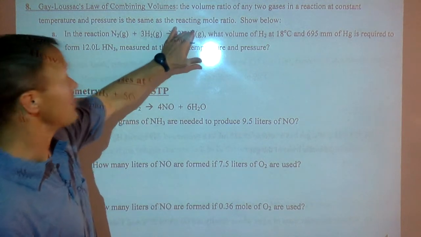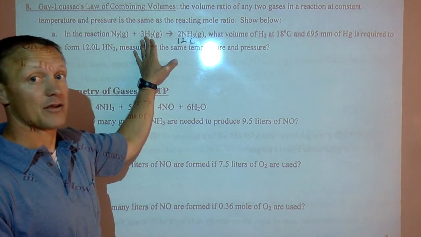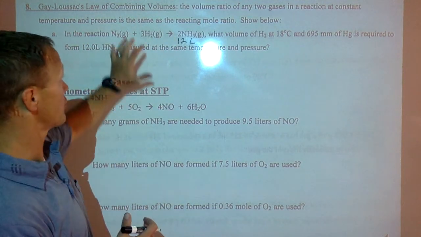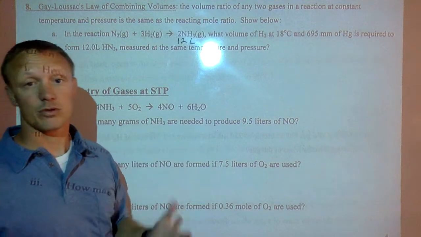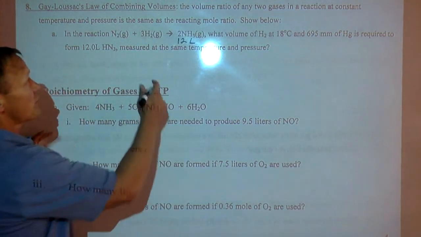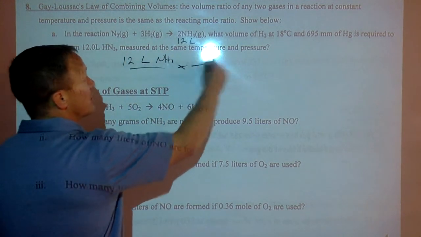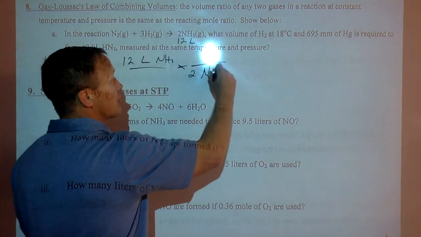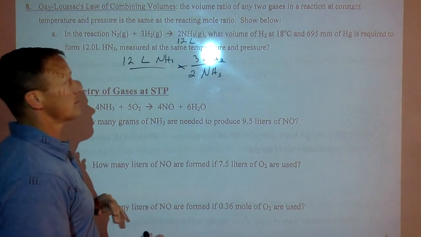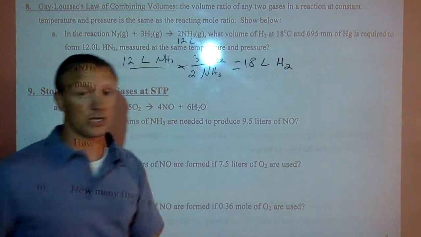Now, if these gases were being mixed at something not standard, we can't use these as liter ratios because they would not be the same anymore. But most times a reaction occurs here, and the products are typically collected at the same temperature and pressure. Or if they're not, then we'll let you know that. If they're at the same, then we can just say, you have 12 liters of NH3. That means for every 2 liters of NH3, there's 3 liters of hydrogen. So that means 18 liters of hydrogen there.